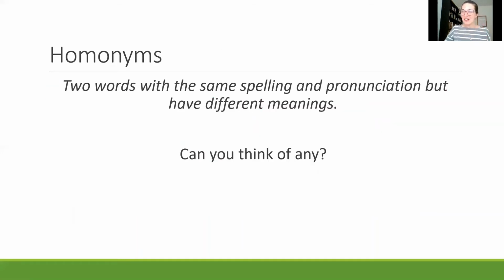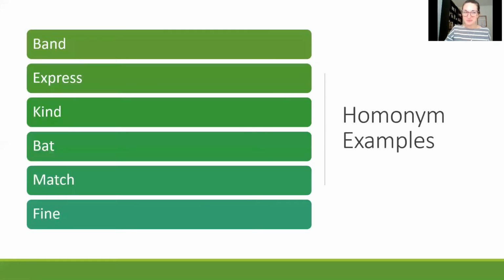The second thing we're going to cover today is homonyms. A homonym is when there are two words that have the same spelling and pronunciation, but they have different meanings. So again, I challenge you, can you think of any words that are spelled the same, but we could use them in two totally different ways in a sentence? We're going to look at some examples now.